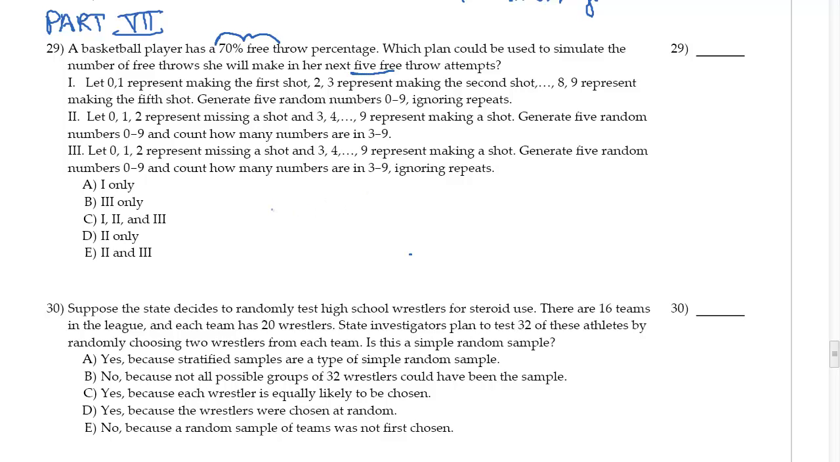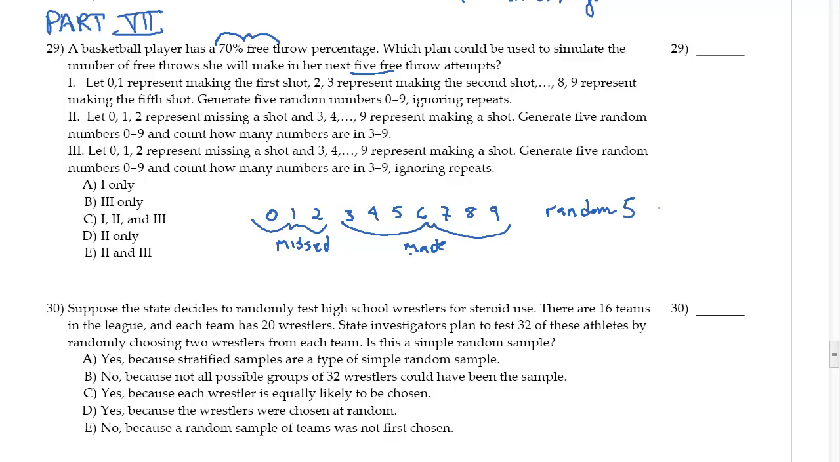So if I'm going to simulate 70%, I'm probably going to use 0, 1, 2, 3, 4, 5, 6, 7, 8, 9. And I'm going to use the first 3 numbers to represent missed, and maybe use the last set of numbers to represent made. Okay? And then I'm going to draw a number at random 5 times to represent the 5 shots.